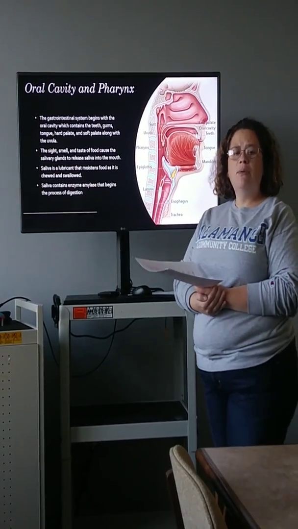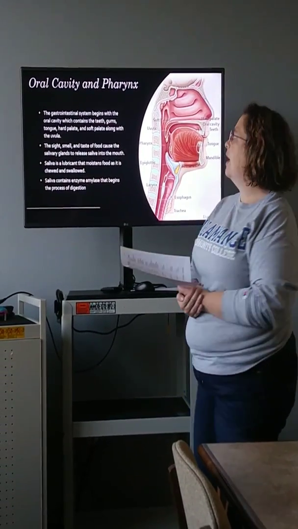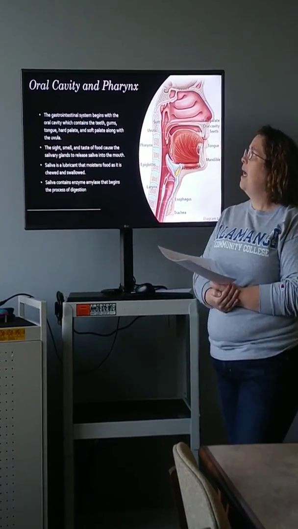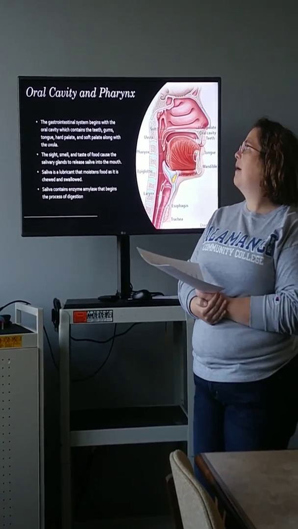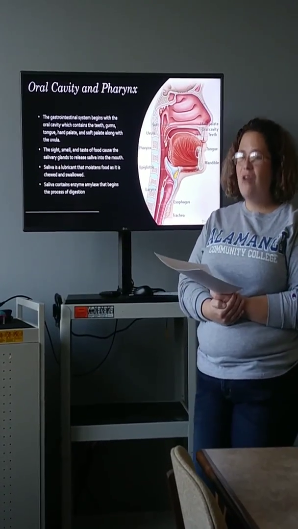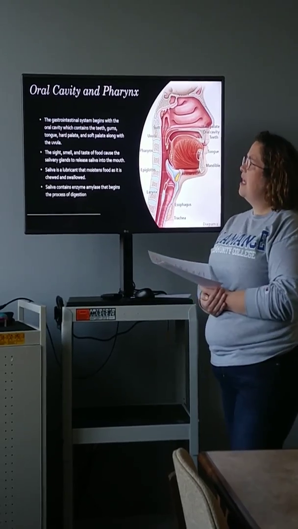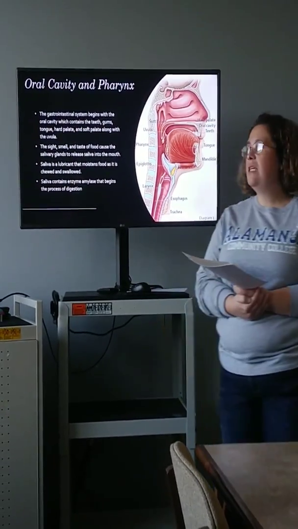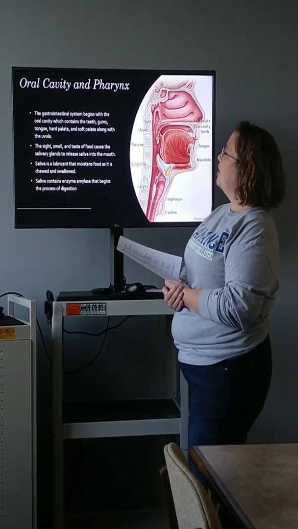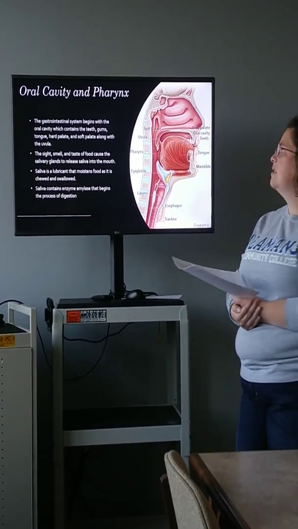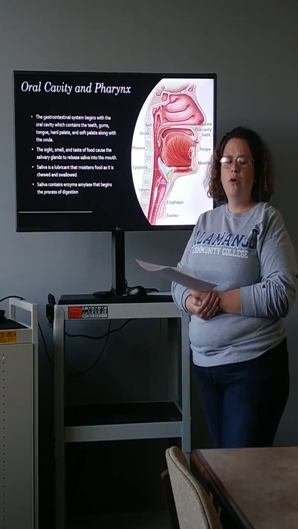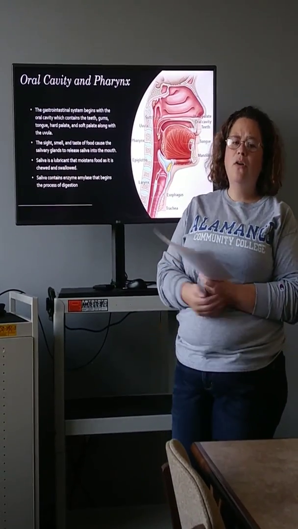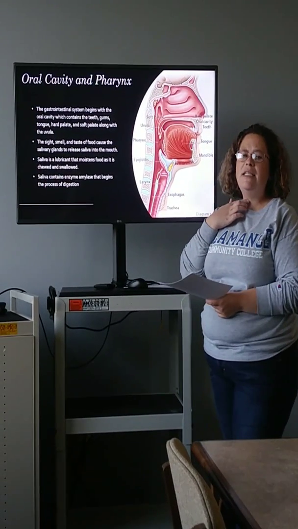At first, the parts of the digestive system: you're going to have your oral cavity and pharynx. The gastroenterology system begins with the oral cavity, which contains your teeth, your gums, your tongue, the hard palate, soft palate, along with the uvula. The uvula is the very dangling back of your throat.